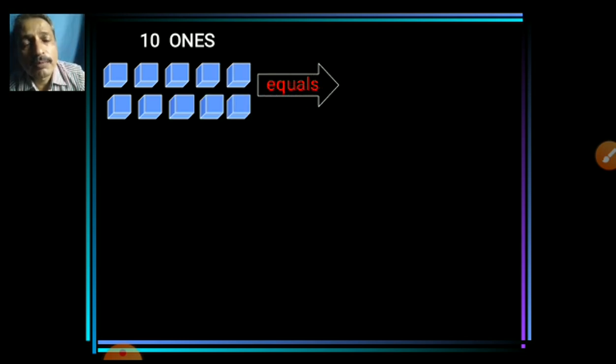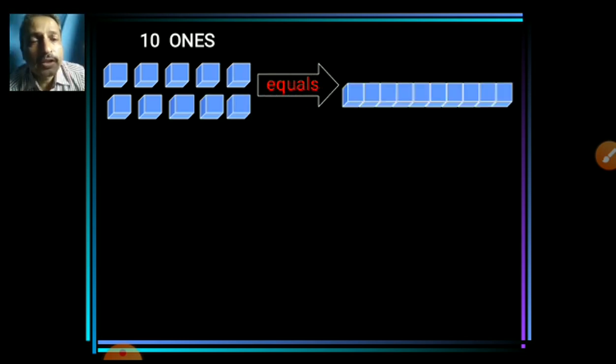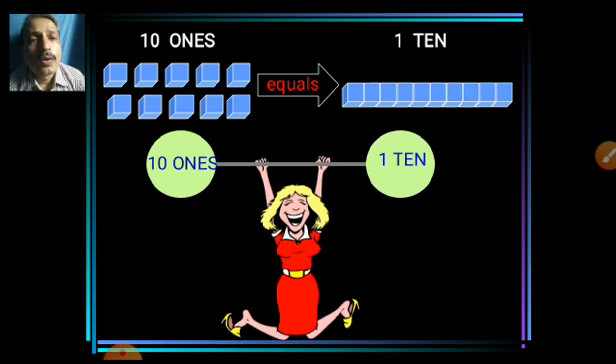We can write here 1, 2, 3, 4, 5, 6, 7, 8, 9 and 10. Can we write it here? Do you want? Yes. Come. How many strips are there? 1. This side, 10 small pieces are there. And here it comes in a bunch, a pack. It's called 10.